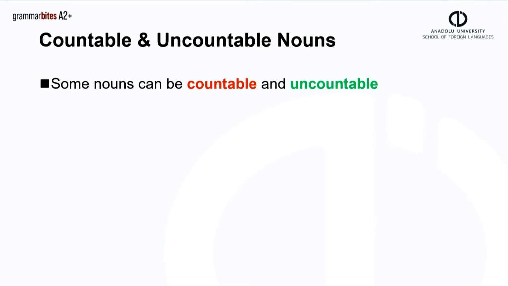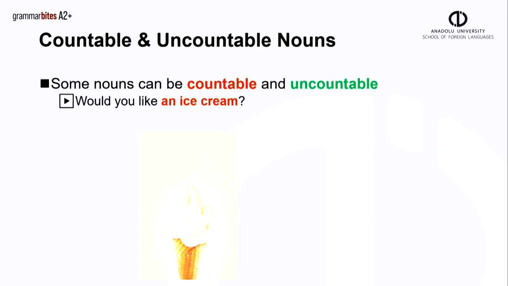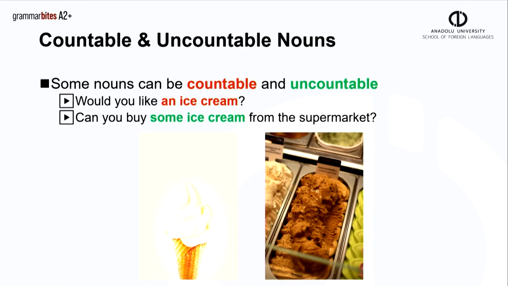Some nouns can be countable or uncountable. We can count ice cream, an ice cream, 2 ice creams, etc. Would you like an ice cream? Or we can talk about ice cream as a general thing, so it is uncountable. Can you buy some ice cream from the supermarket?